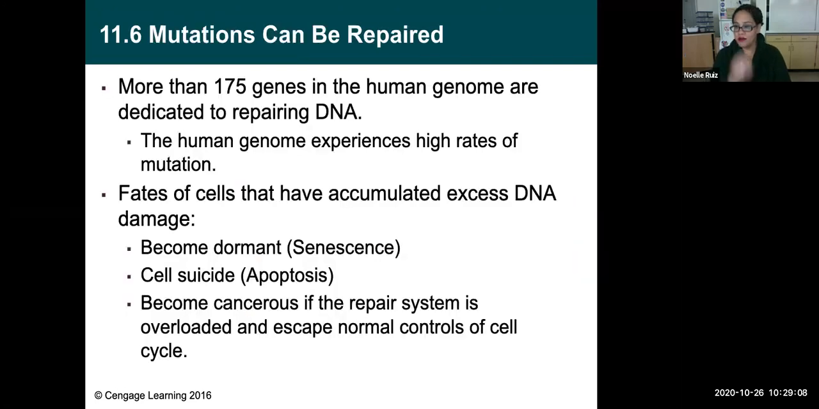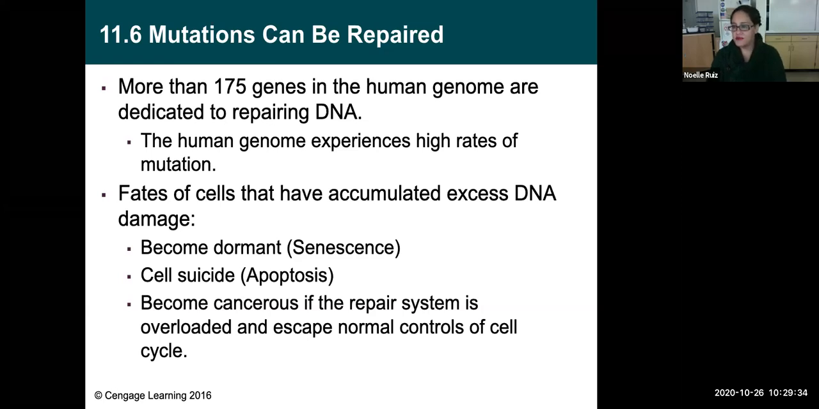Mutations can be repaired. Our body normally does this for us. More than 175 genes in the human genome are dedicated to repairing DNA. So our body knows sometimes it makes mistakes, so it has a built-in system to correct those mistakes. Because our genome has a high rate of mutations, so many things can cause mutations in our genomes.